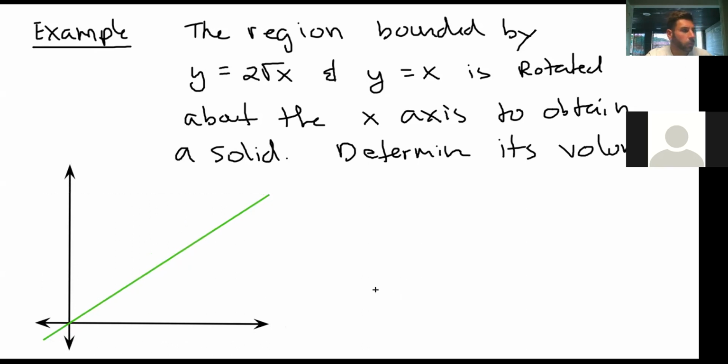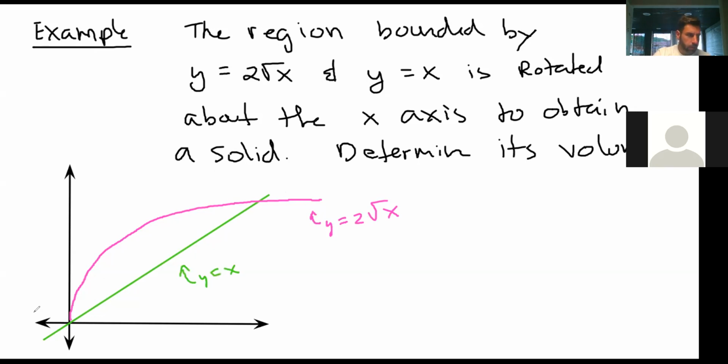So y equals x looks like that. And then what does the square root function look like? Well, the square root function looks like this. So this is y equals 2 root x. And then, of course, the green is y equals x. And the region that we are interested in, which I'll shade in blue, is this.